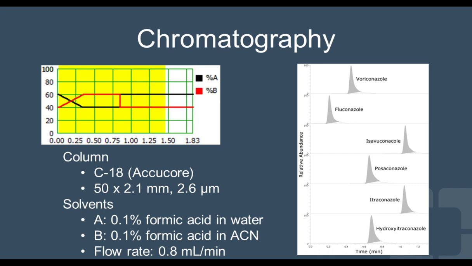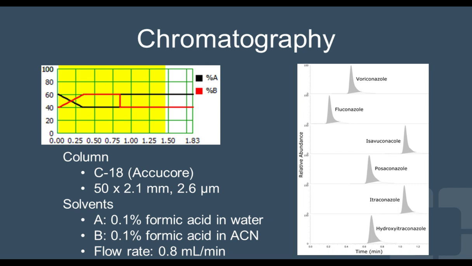Chromatography is depicted here. B is a strong solvent, so ramping from 40% to 60% before equilibrating. These are quite hydrophobic compounds. We're using the C18 column, which you depicted earlier, about a 5 centimeter length, 2.1 diameter, and the diameter of the particles is 2.6 micron.